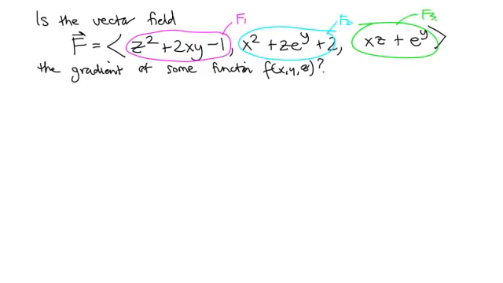So the first of the three equations is ∂f1/∂y equals ∂f2/∂x. So let's work our way through this. ∂f1/∂y would be the derivative of this first component with respect to y, which would be 2x.